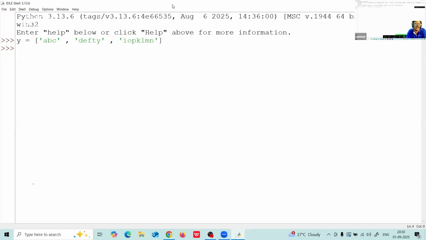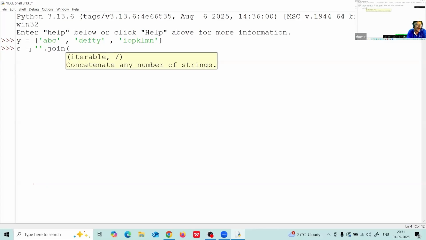What is Y? Y is a list. Square bracket, na? List. List of strings. And I want to quickly form a new string using all these words. So ABC, DEF, TY, and this. All words should be joined and a single string should be made. For that, the join function is given. So how will I write? Just check. Suppose I say YS is equal to quote begin, quote close, dot join, bracket Y.